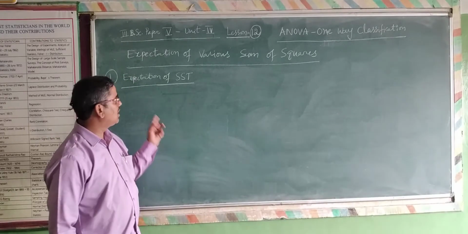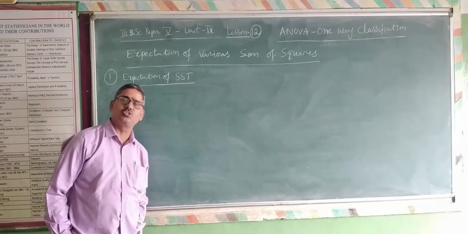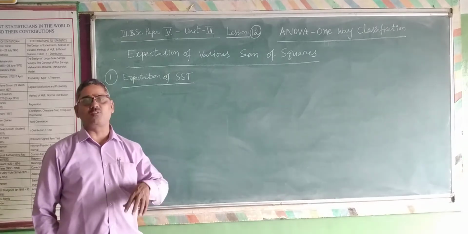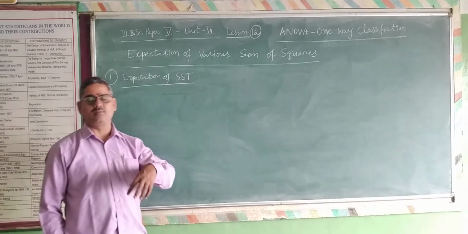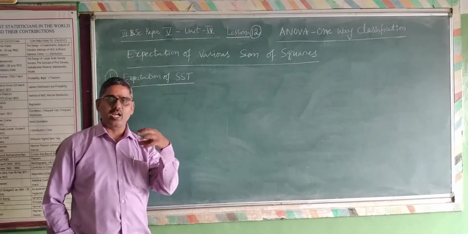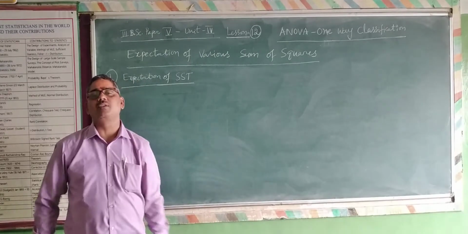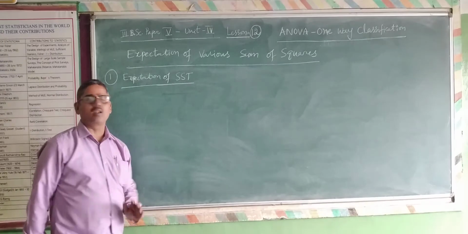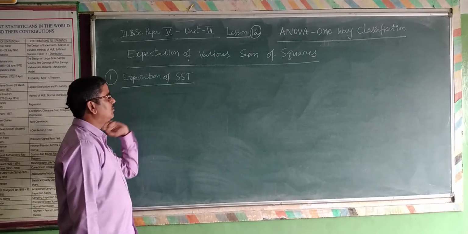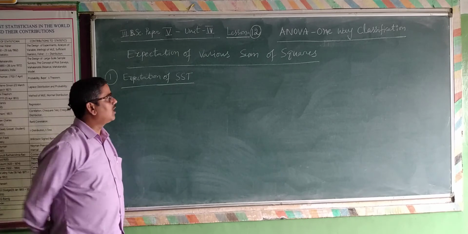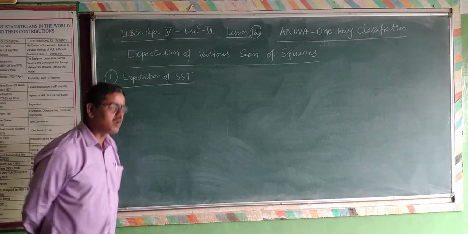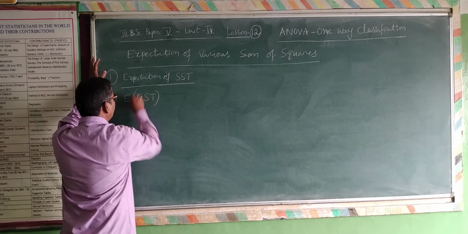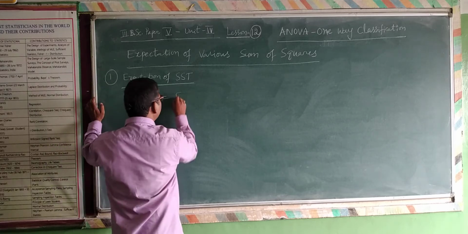We start the calculation of the expectation of the sum of squares due to the treatments and the expectation of the sum of squares due to the error. In this second part, we calculate the expectation of the sum of squares due to the treatments. Recollect all the formulas. I calculate one by one. First, I consider directly the expectation of SST. What is the formula for SST?